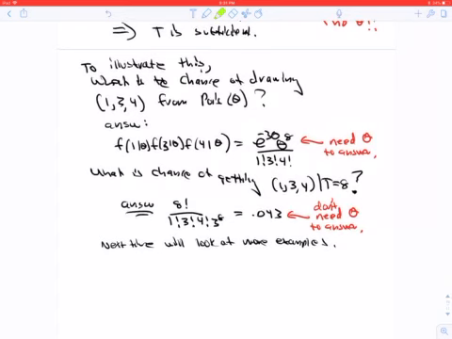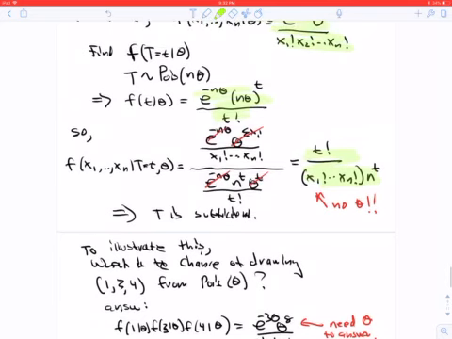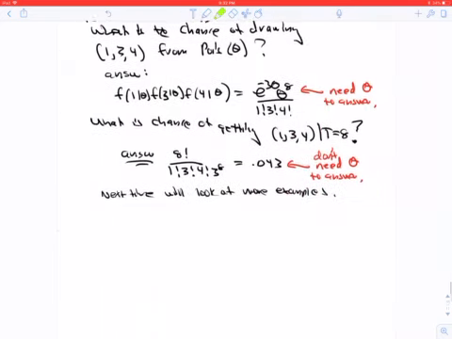So I can just illustrate this briefly by saying, suppose that someone asked you, what's the chance of drawing 1, 3, 4 from a Poisson(theta)? The answer to this is, well, it depends on what theta is. I can't answer that unless you tell me what theta is. But if someone asked you, what's the chance of getting 1, 3, 4, if I know that the sum is 8, then you can answer the question. So the answer would be given by this formula.